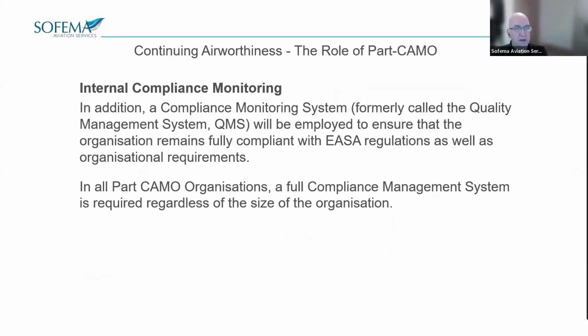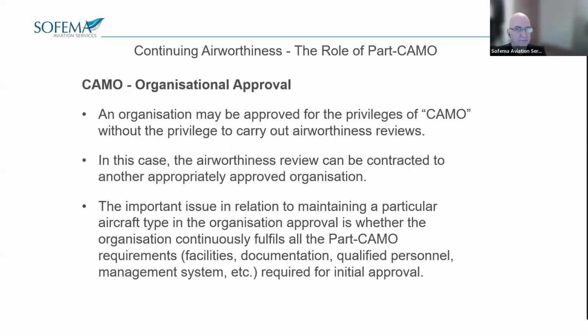Internal compliance monitoring, formerly called QMS, Quality Management System, is employed to ensure that the organisation remains fully compliant with the EASA regulations, as well as the organisation's own requirements, as laid down in its operating manual. In all CAMO organisations, a full compliance management system is required regardless of the size of the organisation. A CAMO can be approved without the capacity to conduct airworthiness reviews, which can be subcontracted. A CAMO or its subcontracted organisation does not have to be linked to or be part of an airline operator AOC holder, as long as it meets the requirements in terms of process, personnel, and management system, and is also competent on the aircraft types operated by that airline.